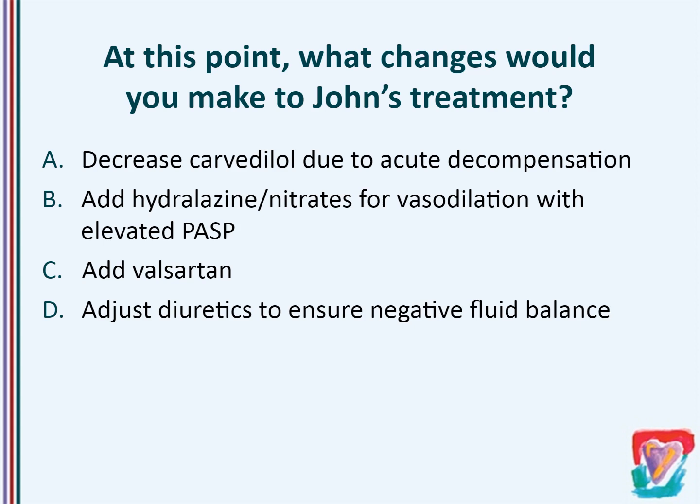The other thing you should also definitely do in light of his echocardiogram with elevated pulmonary pressures and a dilated IVC would be to adjust his diuretics. You want to ensure he's negative 1 to 2 liters a day, so making sure that you're able to get fluid off of him and follow his fluids throughout this day is very important.